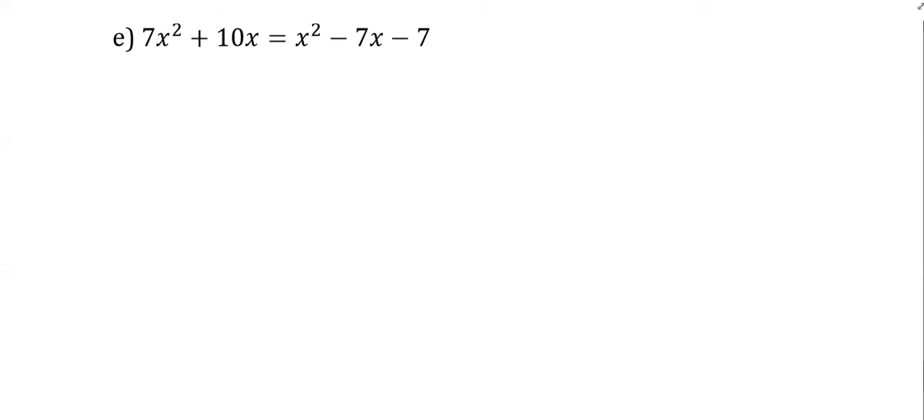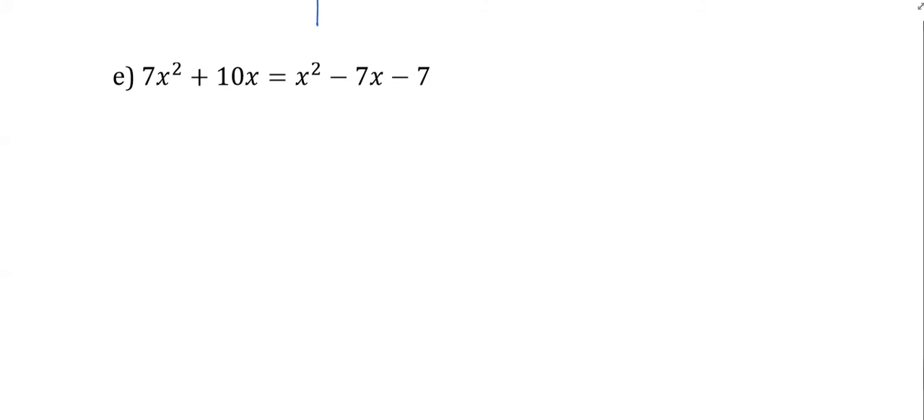7x squared minus 1x squared is 6x squared. 10x plus 7x is 17x. And then there was no constant, so just 0 plus 7 is plus 7. And don't forget, now it's equal to 0. Okay, I want you to try to solve this one. Figure out what type of factoring it is and factor it.